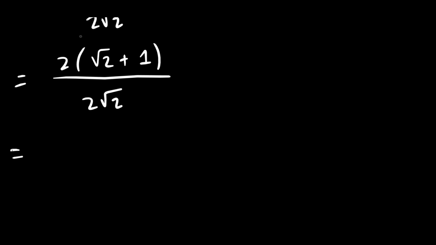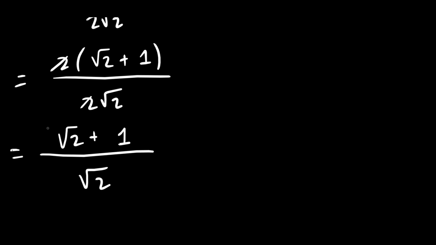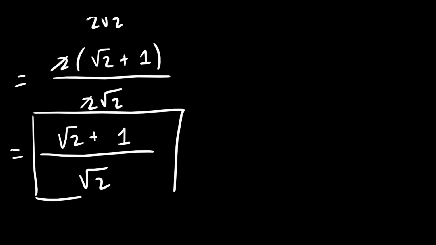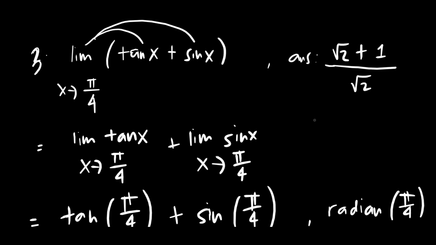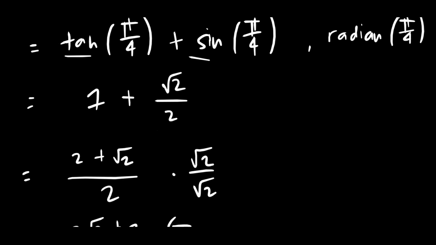So after this one, we will cancel 2. So the remaining will be square root of 2 plus 1 all over square root of 2. So this will now be our final answer. So let's check if our answer is correct. Square root of 2 plus 1 all over square root of 2. So correct, our answer is square root of 2 plus 1 all over square root of 2.